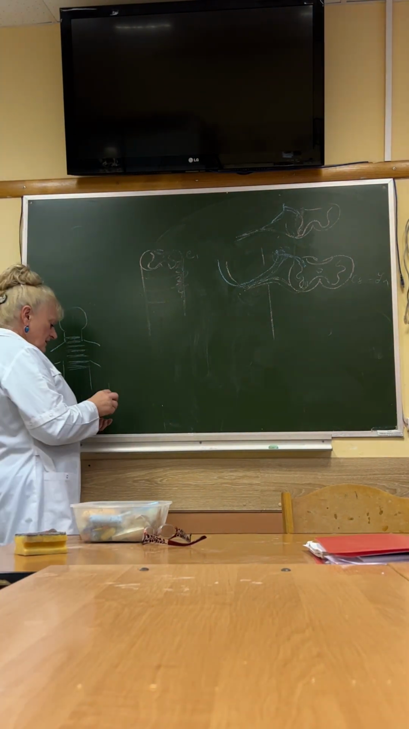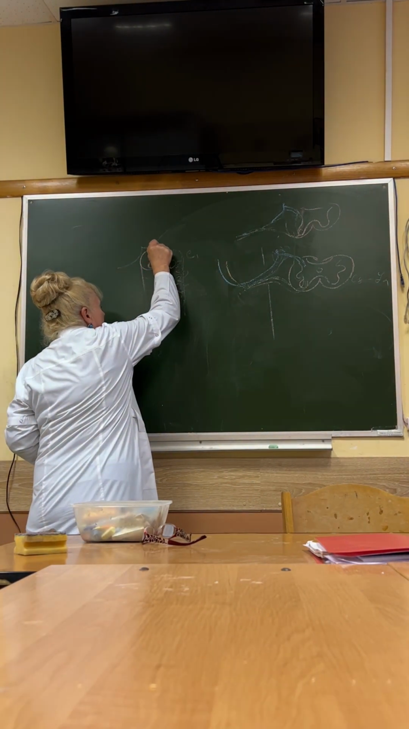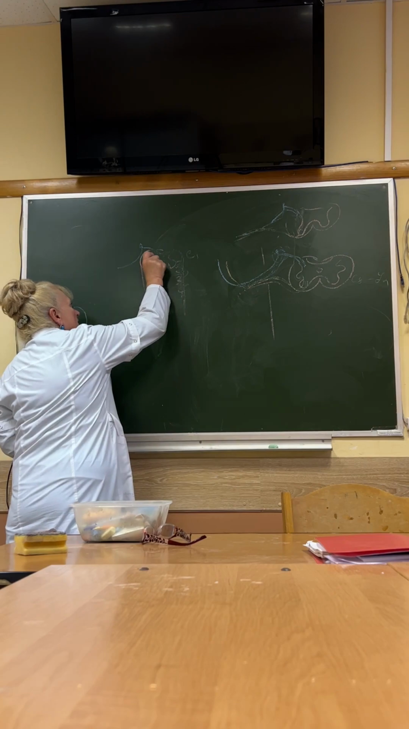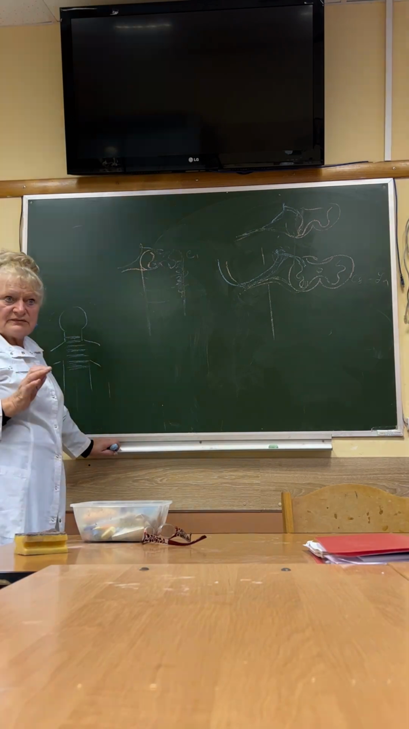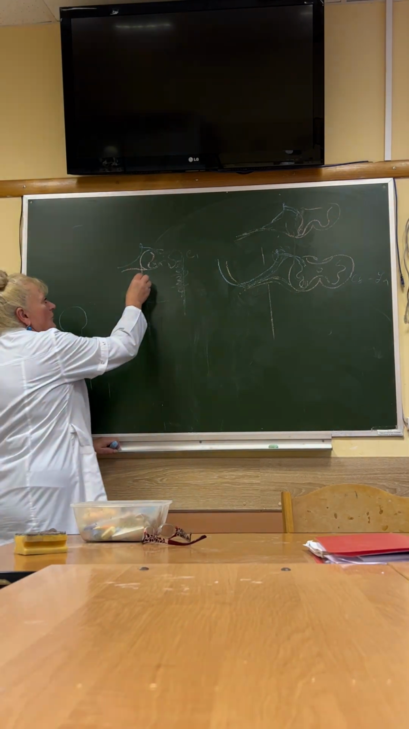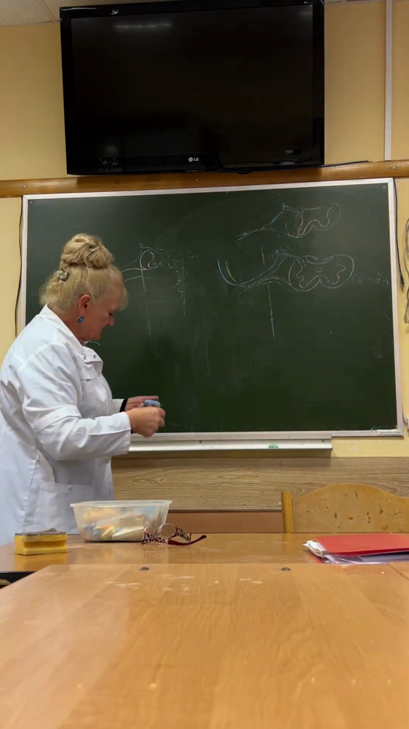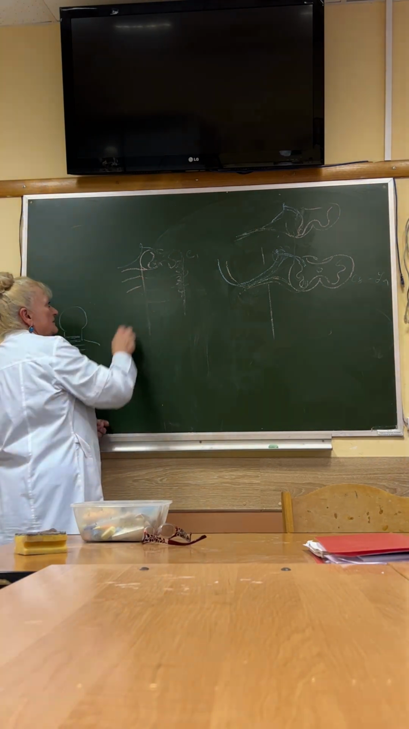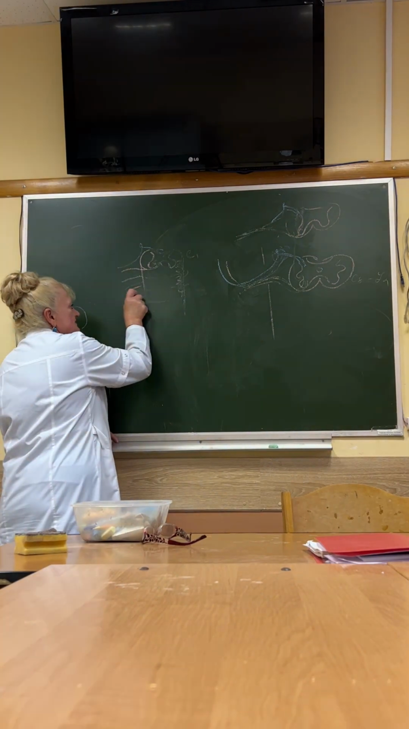Here you can see the spinal nerve, which includes sensory, motor, and vegetative fibers. For our example, we speak only about the somatic system, so we take sensory and motor. From the first segment will exit the first nerve, from the second the second nerve, from the third the third nerve, and from the fourth the fourth nerve.